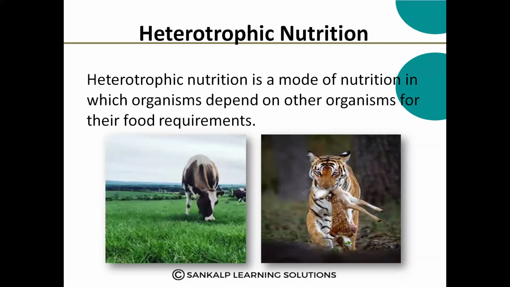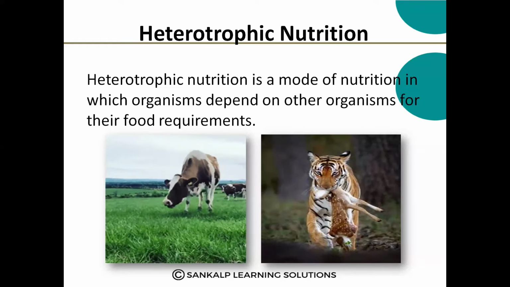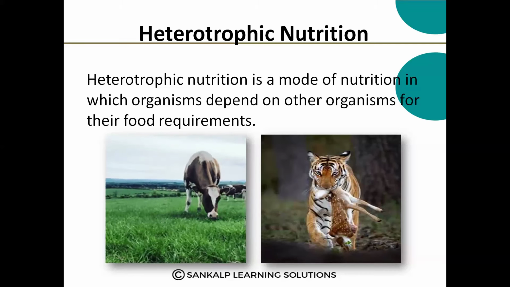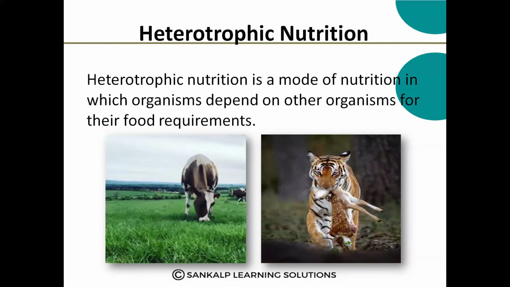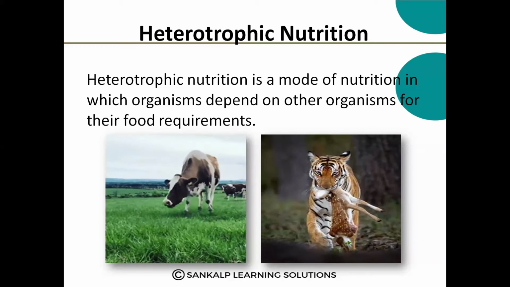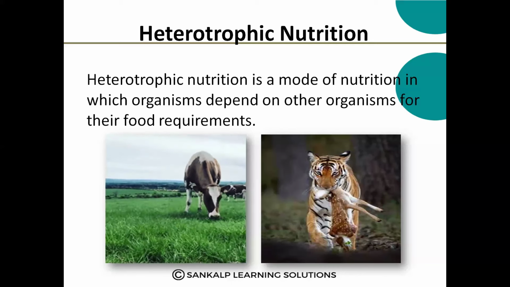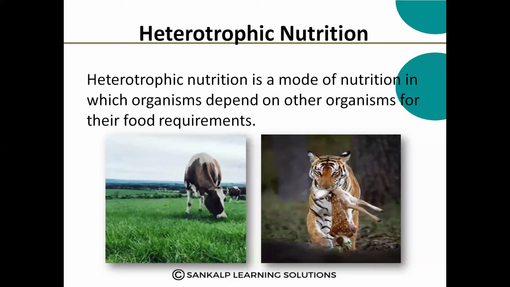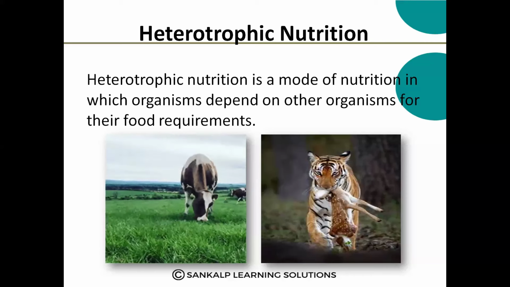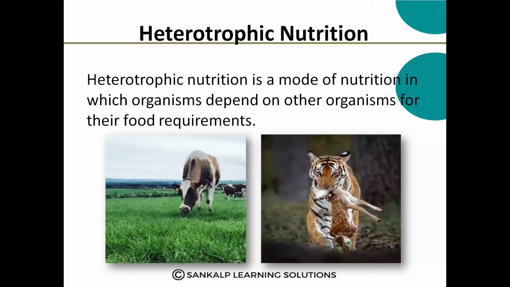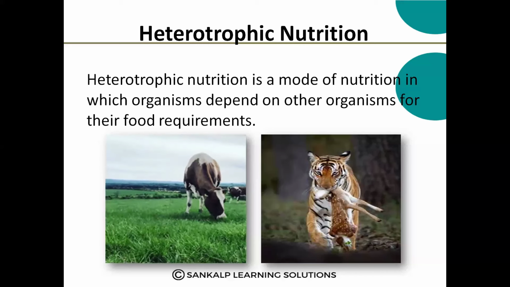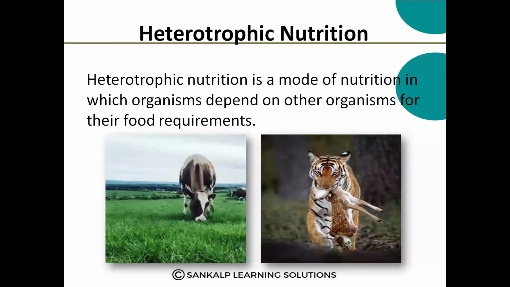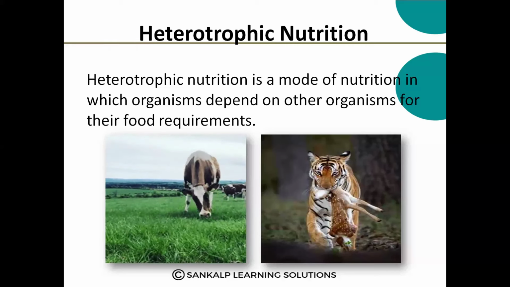Both are heterotrophic organisms, right? Heterotrophs means they depend on other organisms. Here the cow directly depends on the producer, that is the autotrophic plant. They are also called herbivores. Not only cow, deer, rabbit, many are there. They directly depend on the producers, meaning plants, for their food requirement. So they are called herbivores, and this is also a type of heterotrophic nutrition.